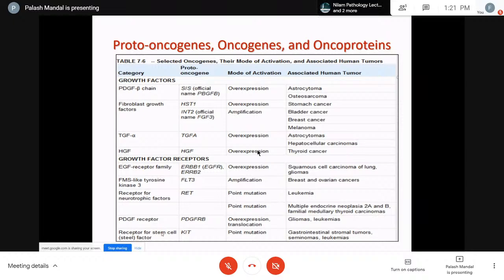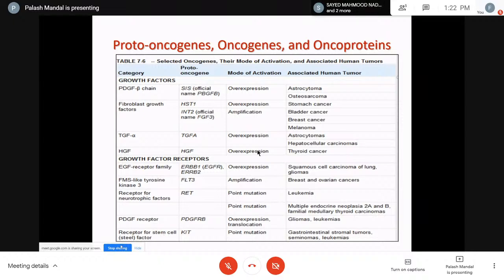Okay, so if you say osteosarcoma, is it only associated with PDGF mutation? No, one of them is PDGF beta mutation. However, there are other mutations as well in any of the tumors. Okay, so that is why a tumor is very difficult to treat.